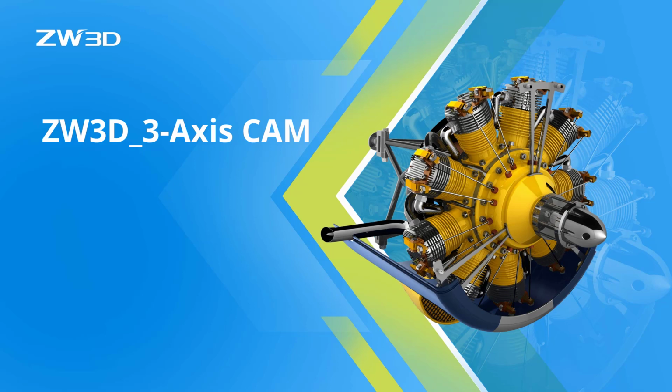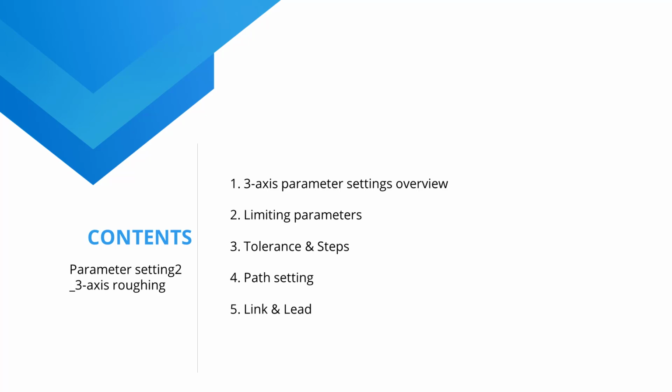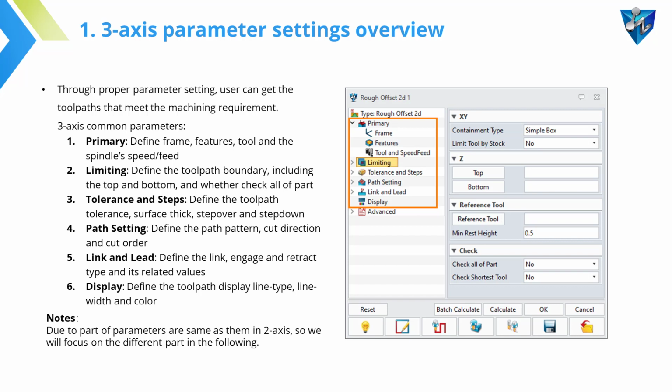In this chapter, we will introduce parameter settings for 3x roughing. Through parameter settings, users can get the toolpaths that meet the machining requirements. Because some of the parameters are the same as those in 2x, we will focus on the different parts in the following. First of all, I will introduce the limiting parameters.